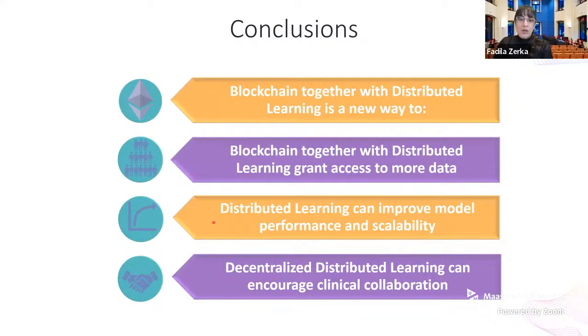To conclude, we found a new way to access more data while preserving the privacy of this data by means of decentralized blockchain technology. Distributed learning, especially decentralized distributed learning, can expose the models to more quality data. It can improve the model performance and its scalability, and especially it gives new ways, for instance, for continuous learning, when the learning keeps continuing over time. Additionally, it can encourage clinical collaboration.